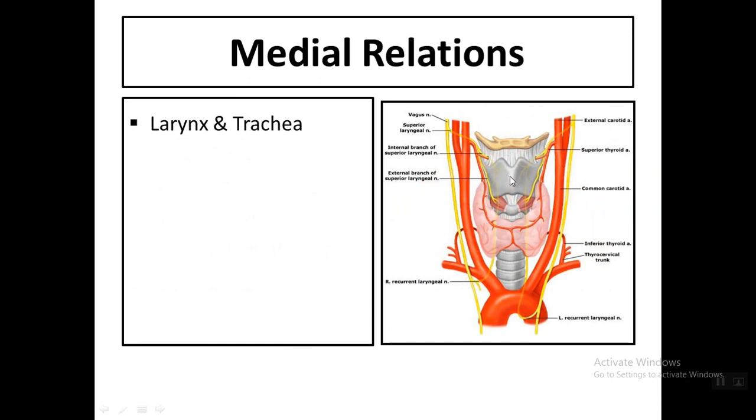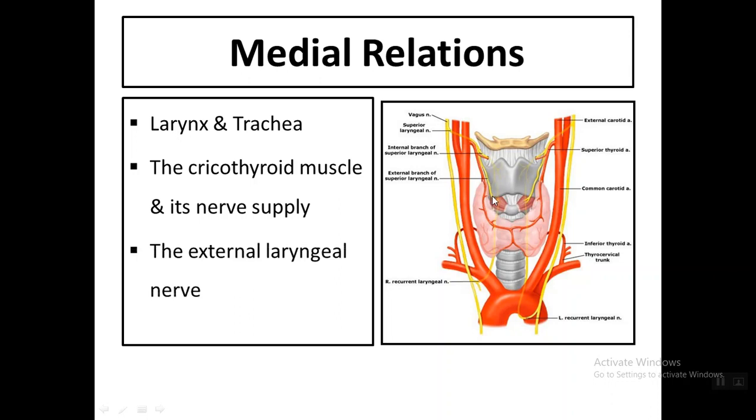Another picture showing the medial relation: we have the larynx and trachea and the cricothyroid muscle. This muscle extends between the cricoid cartilage and the thyroid cartilage, hence called the cricothyroid muscle, and its nerve supply is the external laryngeal nerve. The external laryngeal nerve is also medial to the lobe of the thyroid gland.